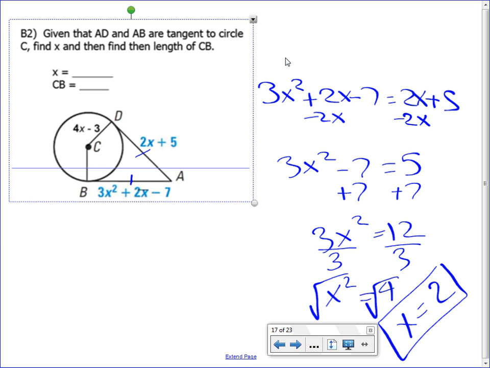So I figured out what x is, 2, but now I have to figure out the length of CB. So CB is a radius, and it's the same as the other radius CD. So then this is 4x minus 3. That's the length of this radius. So then instead of saying 4 times x, I'm going to say 4 times 2 minus 3, and that gives me 5. And this is the answer for B2.